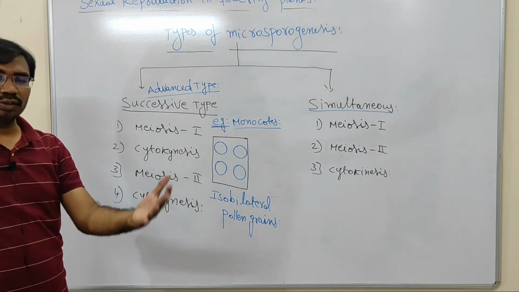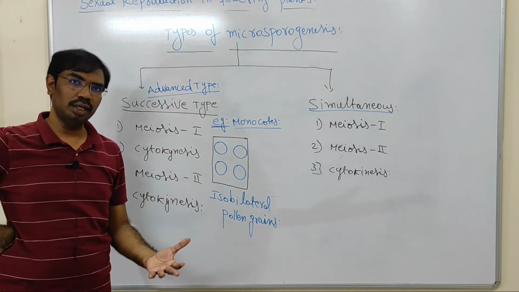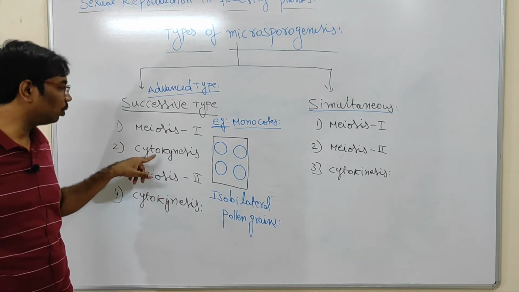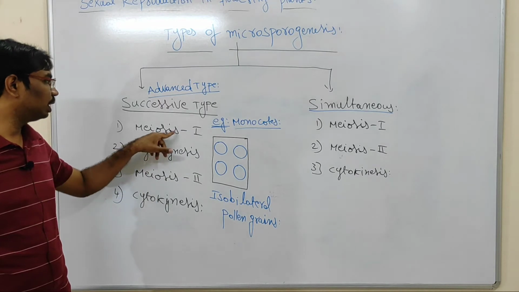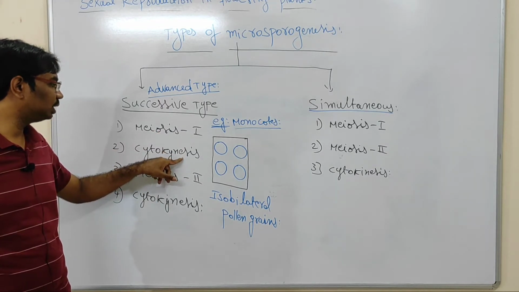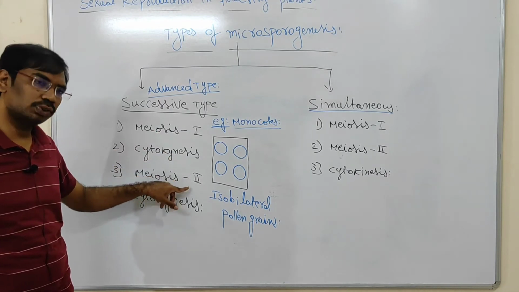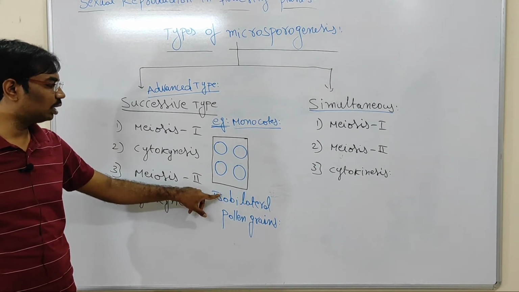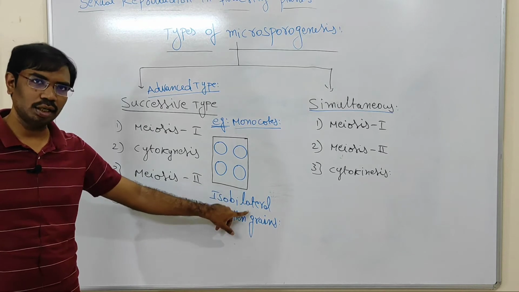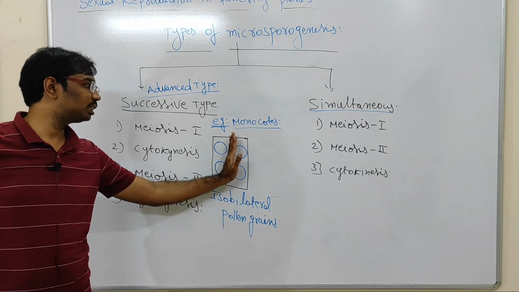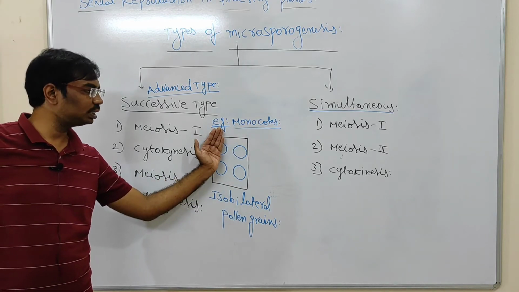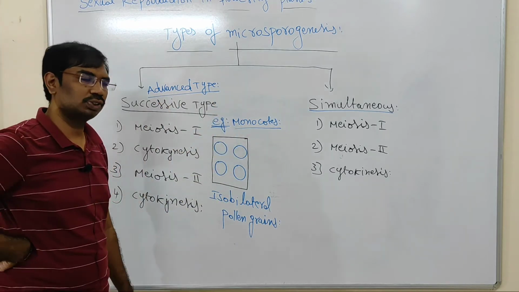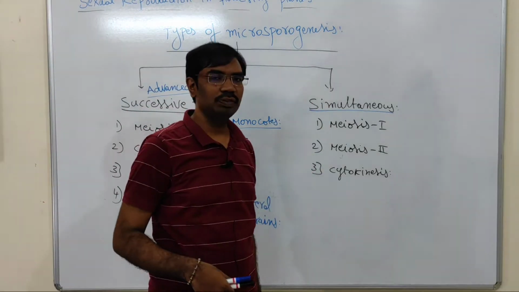Monocots are advanced plants compared to the dicots. In the successive type, each meiosis division is followed by cytokinesis. Meiosis 1 is followed by cytokinesis, and meiosis 2 is also followed by cytokinesis. So it produces isobilateral pollen grains, meaning left side 2 pollen grains and right side 2 pollen grains. Example: monocots.